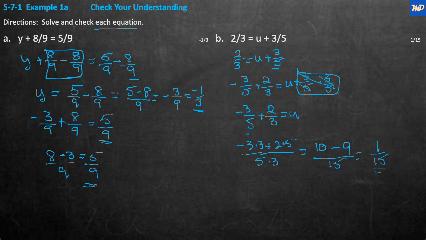There's our result. So now it said we want to check it. So how are we going to check it? We're going to find out if we put 1/15 in here in place of the u, 1/15 right here, and see what it comes out to. So I'm going to say, does 2/3 equal 1/15 plus 3/5?